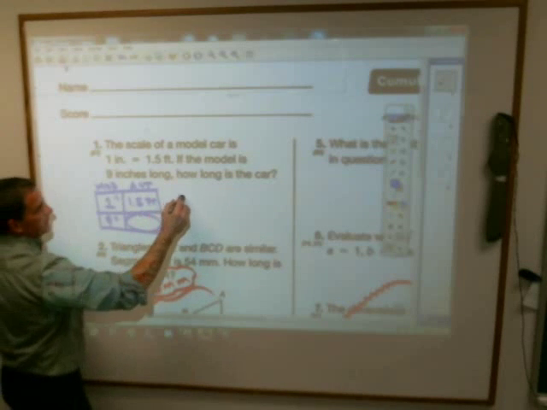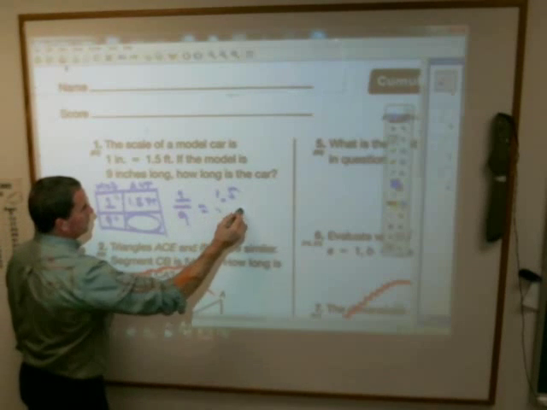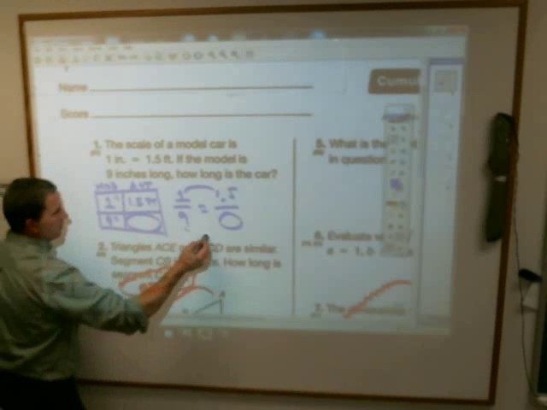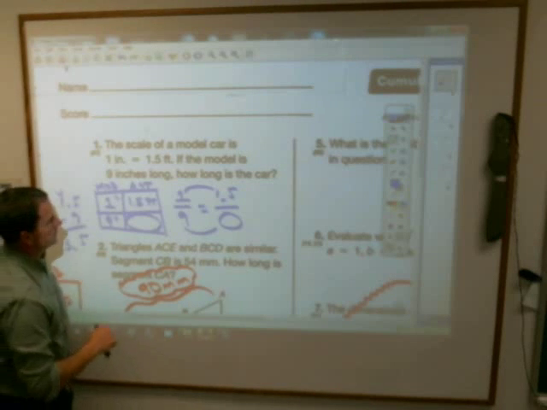It's the same spiel. 1 over 9 equals 1.5 over what number? Multiply 9 times 1.5. And you get 13.5. Is that the answer? And it's in feet.